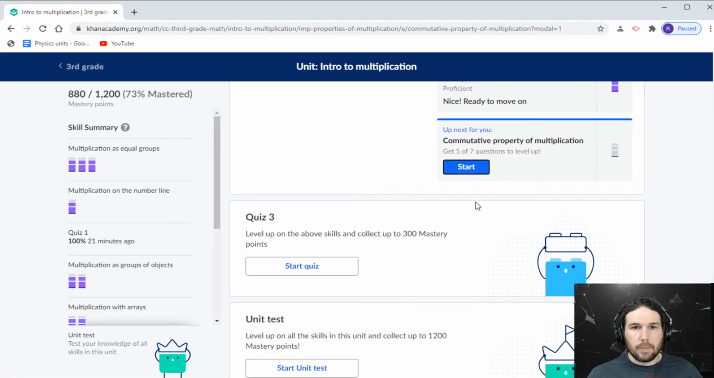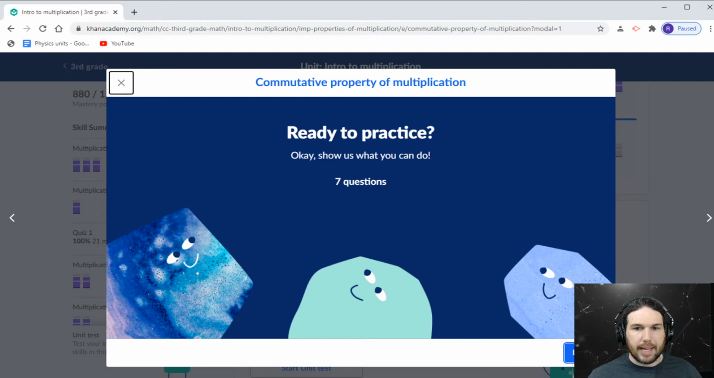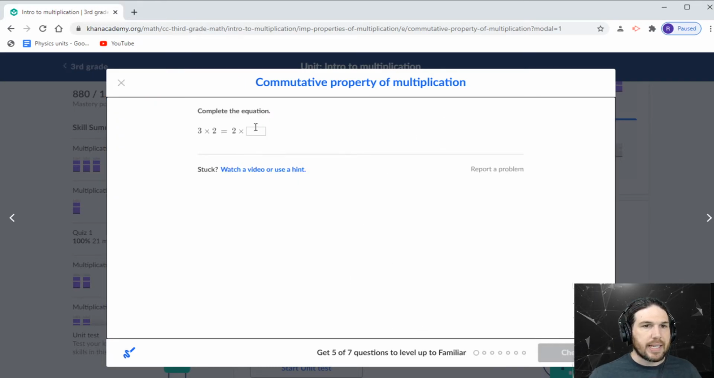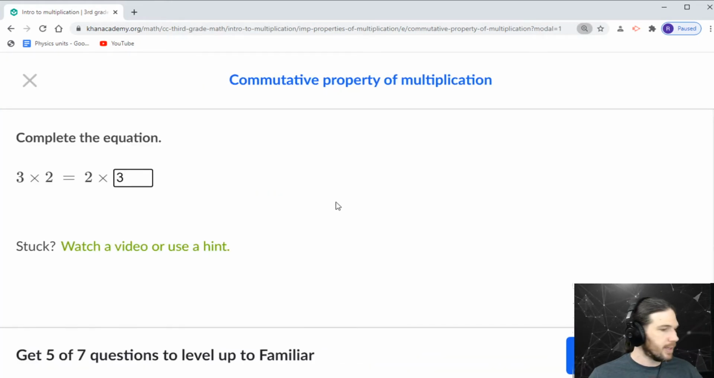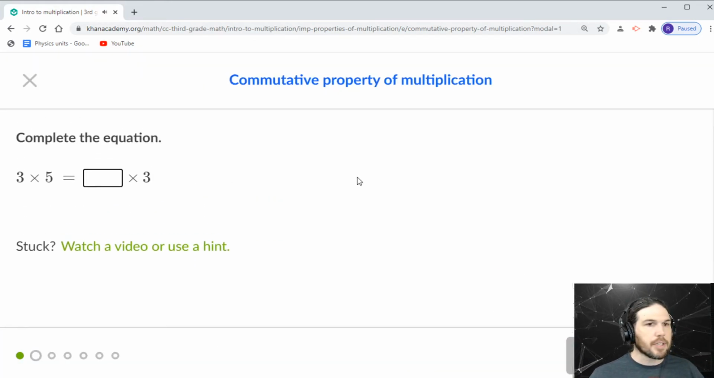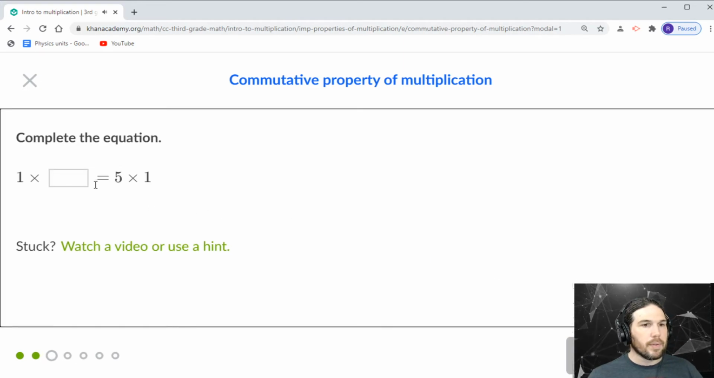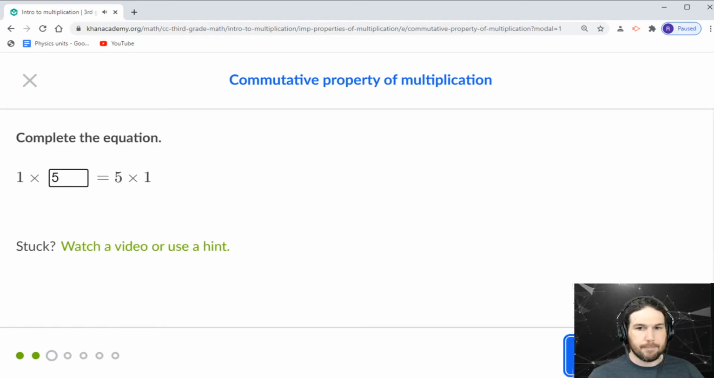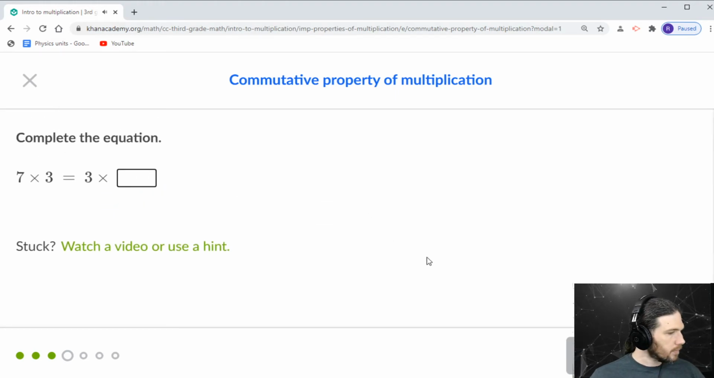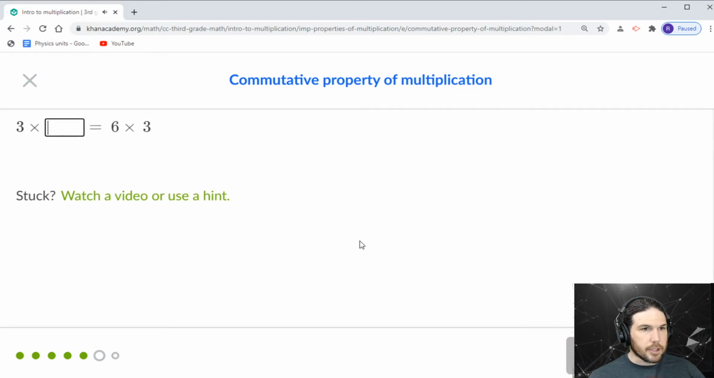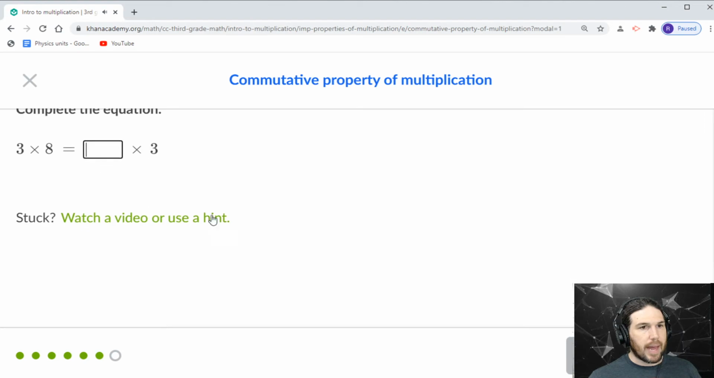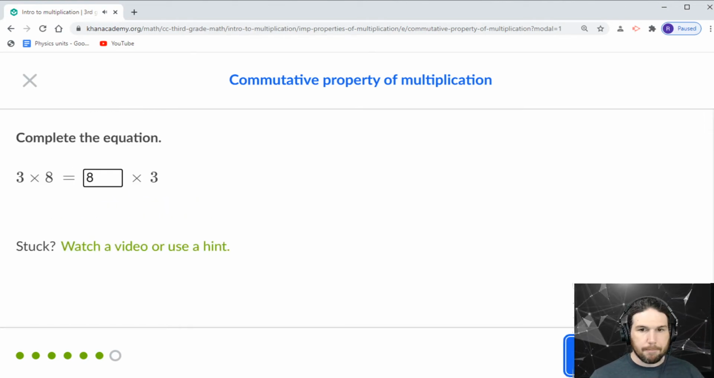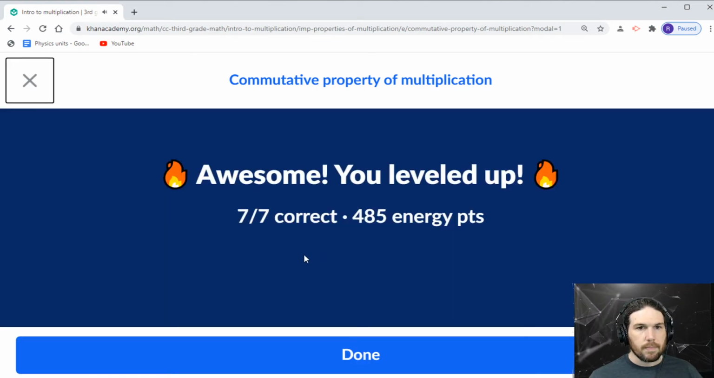All right, one more on the commutative property of multiplication, and then we've got a quiz. 3 times 2 is the same as 2 times 3. Let's zoom in so you can see that easily. I'm just going to jet through these. This is literally just copy-paste, right? It's just, whoa, let's not hit it twice. Back and forth. 3 times 8, 8 times 3.